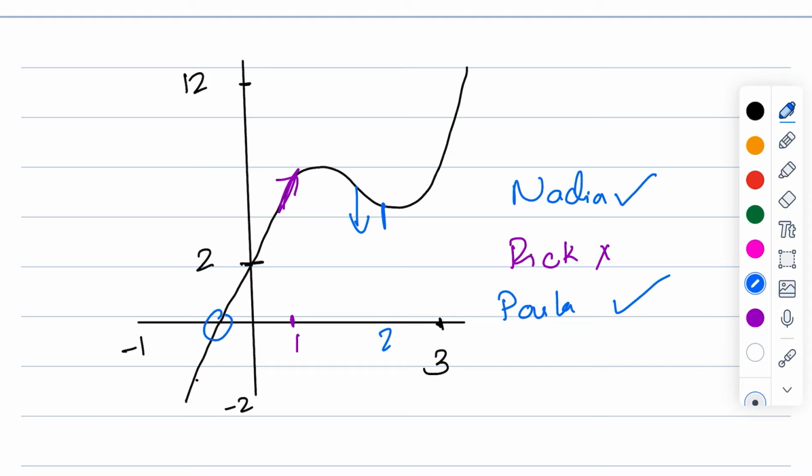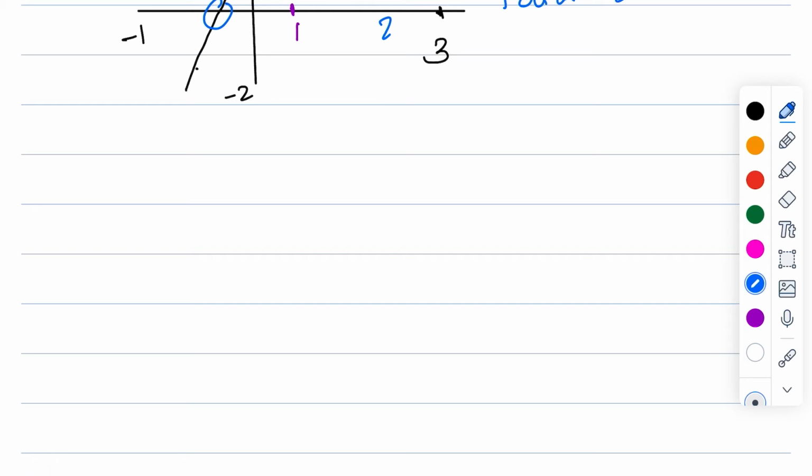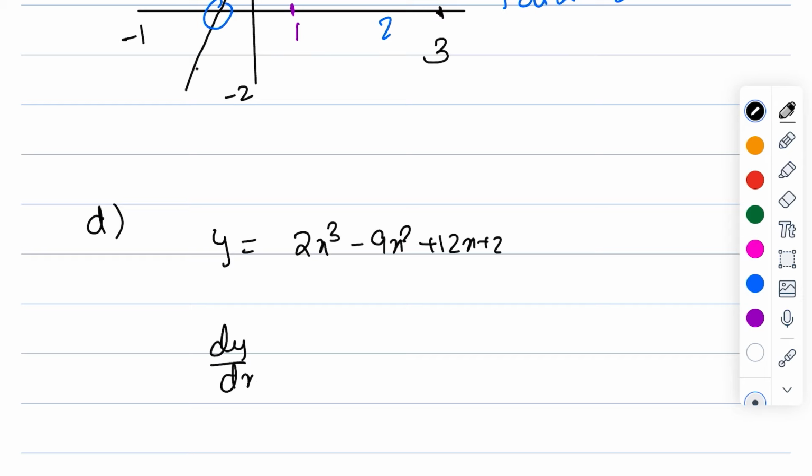Next, find dy by dx. So y equals to 2x cube minus 9x square plus 12x plus 2. So what will be dy by dx? 6x square minus 18x plus 12. Show that the stationary points are 1 and 2.